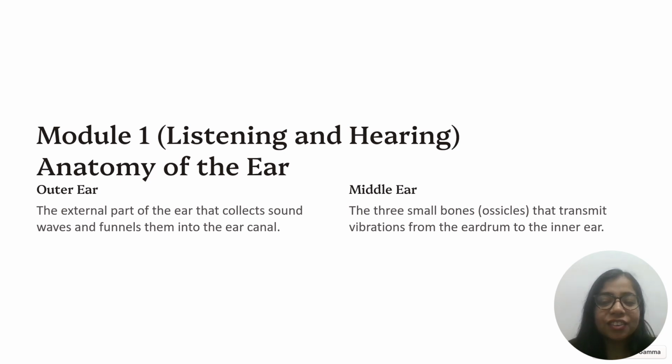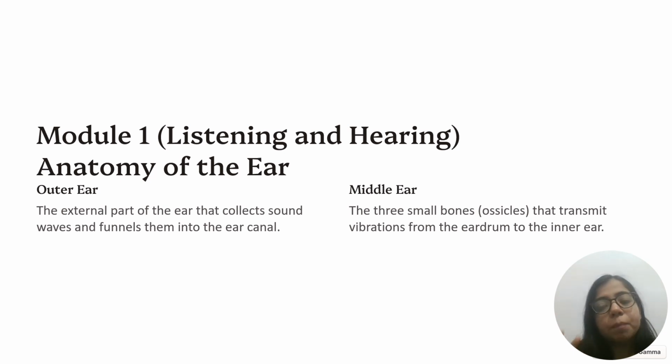So first we'll talk about the outer ear, the external part of the ear that collects sound waves and funnels them into the ear canal. Okay, so what does the outer part of the ear do? It collects sound. It collects the waves and the sounds and it funnels them to the ear canal. Okay, it moves them to the ear canal.